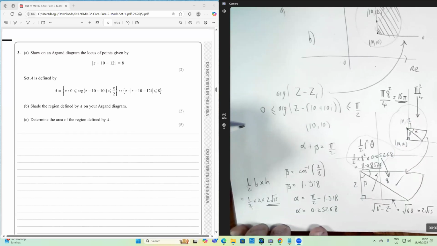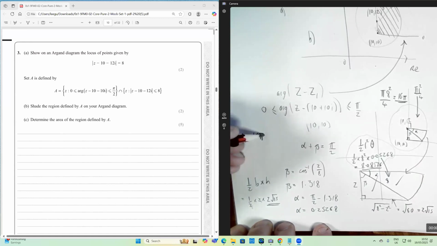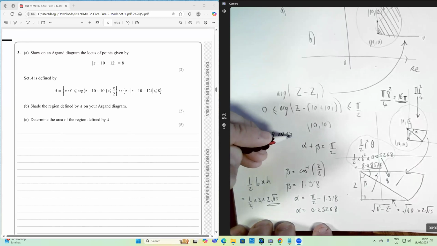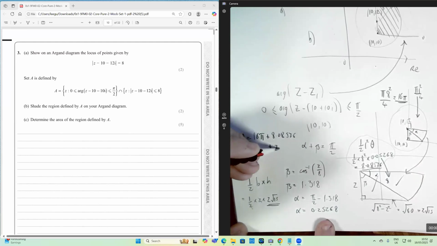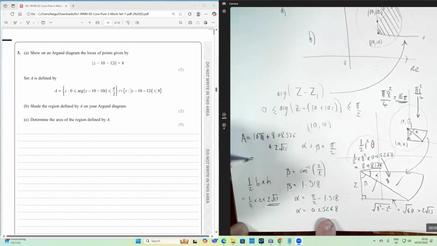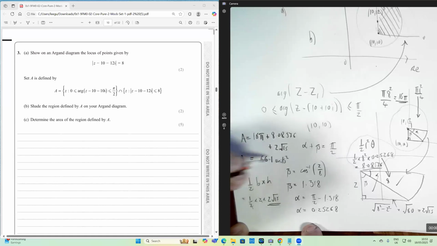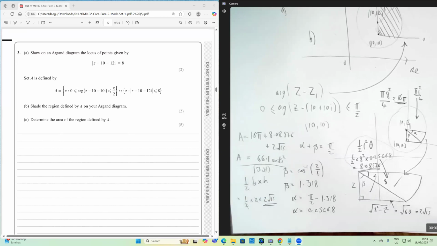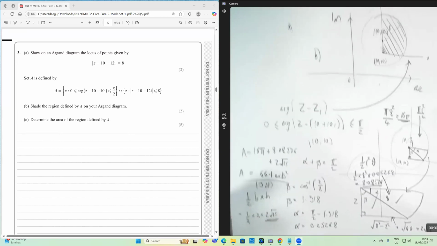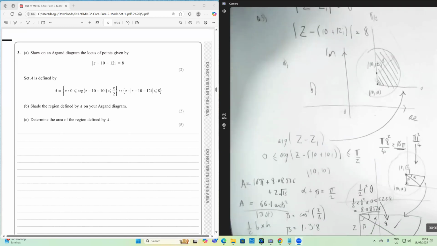So that means that our shaded area A is equal to 16 pi, which is the quarter circle, plus the sector, which was 8.08576, plus the area of the triangle, which was 2 root 15. And when we add all of those together, that comes to 66.1 units squared, to 3 significant figures. And that is the answer to the area for that question for complex numbers loci.